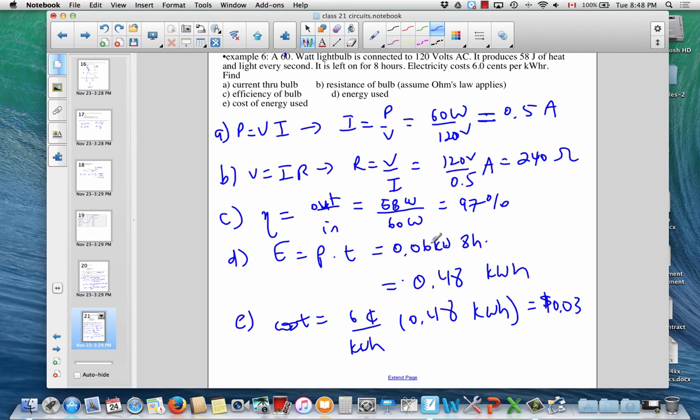Energy is power times time, so I did that trick where I expressed the power in kilowatts and the time in hours, so that gave me 0.48 kilowatt hours. 6 cents each gives me about 3 cents of cost. So that's an introduction to some basic circuit concepts.